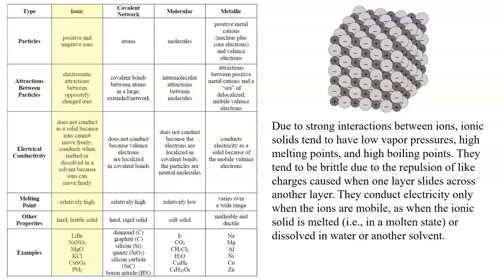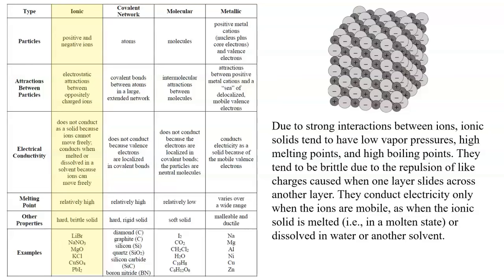They tend to be hard, brittle solids, and examples of ionic solids include lithium bromide, LiBr, sodium nitrate, NaNO3, magnesium oxide, MgO, potassium chloride, KCl, copper(II) sulfate, CuSO4, and lead(II) iodide, PbI2.